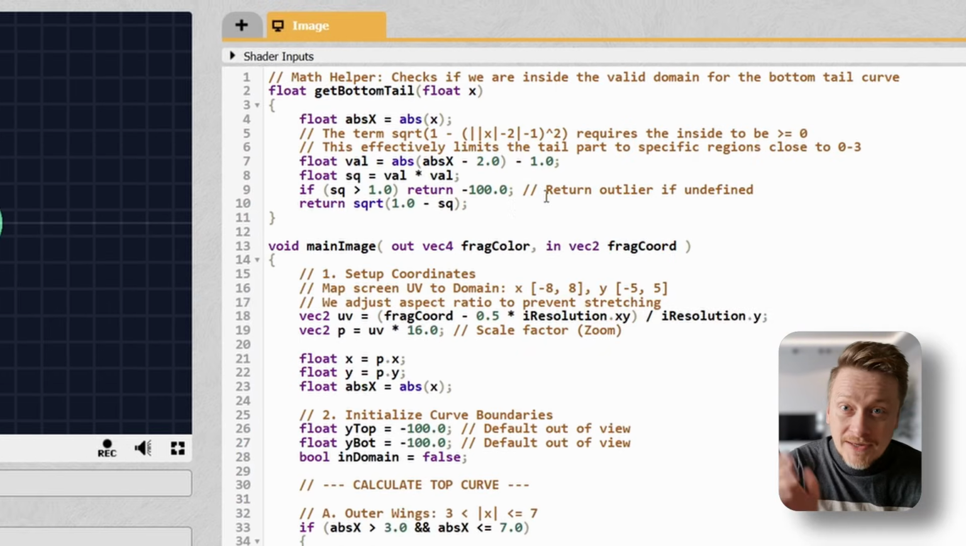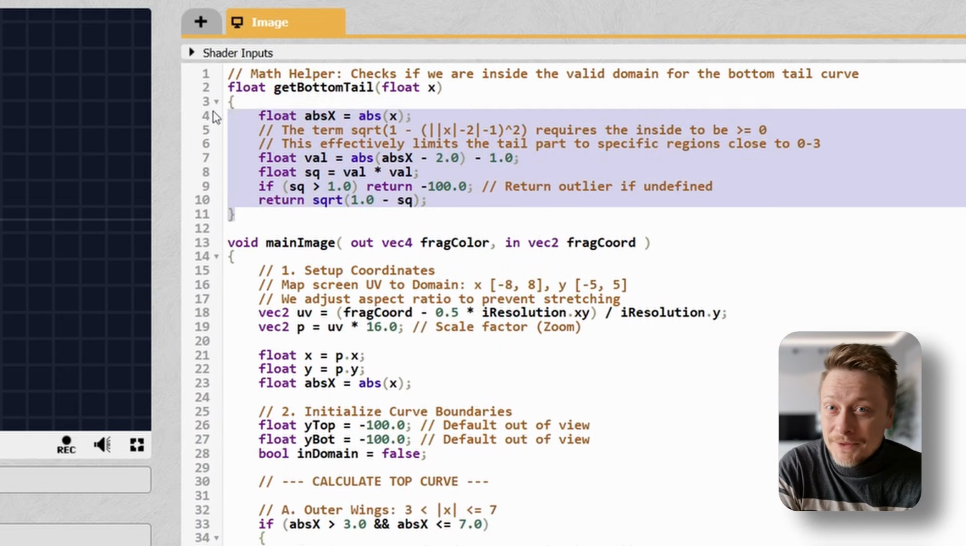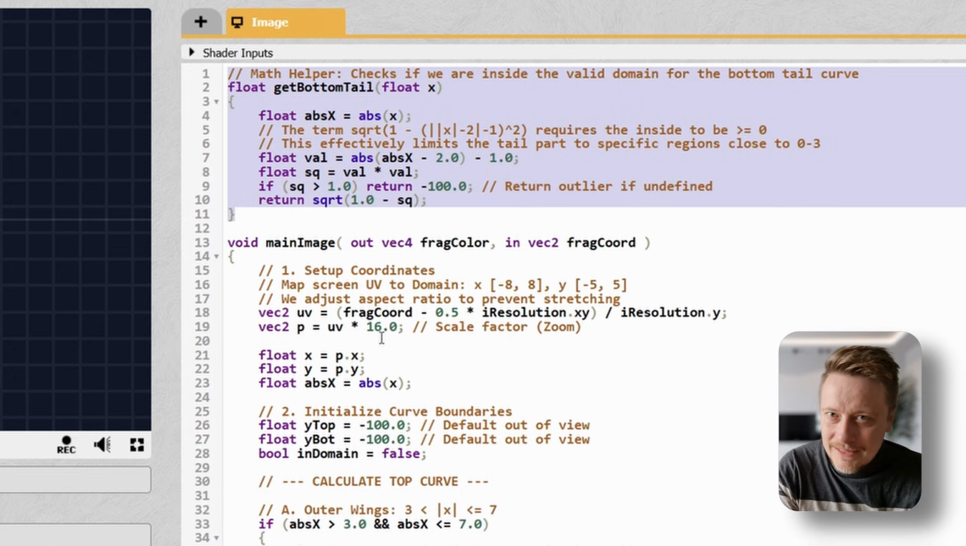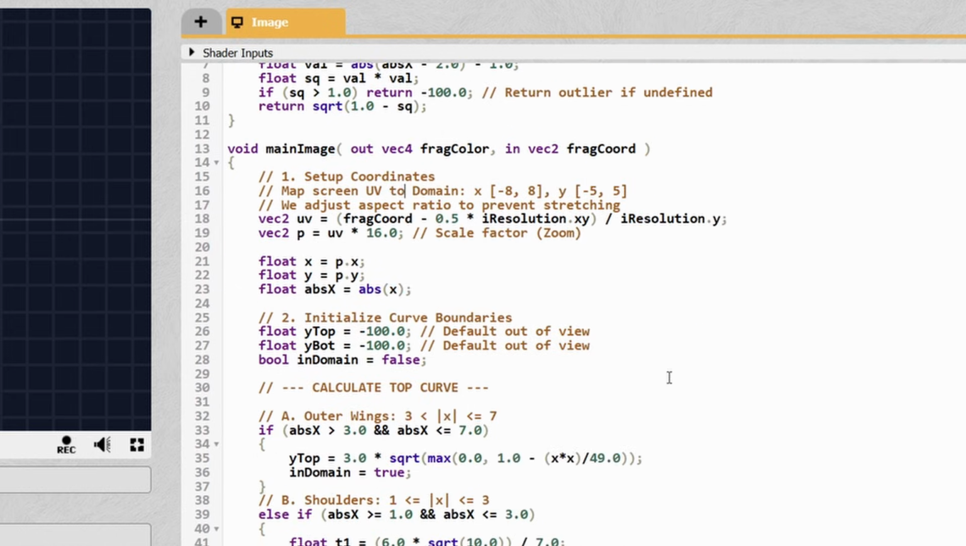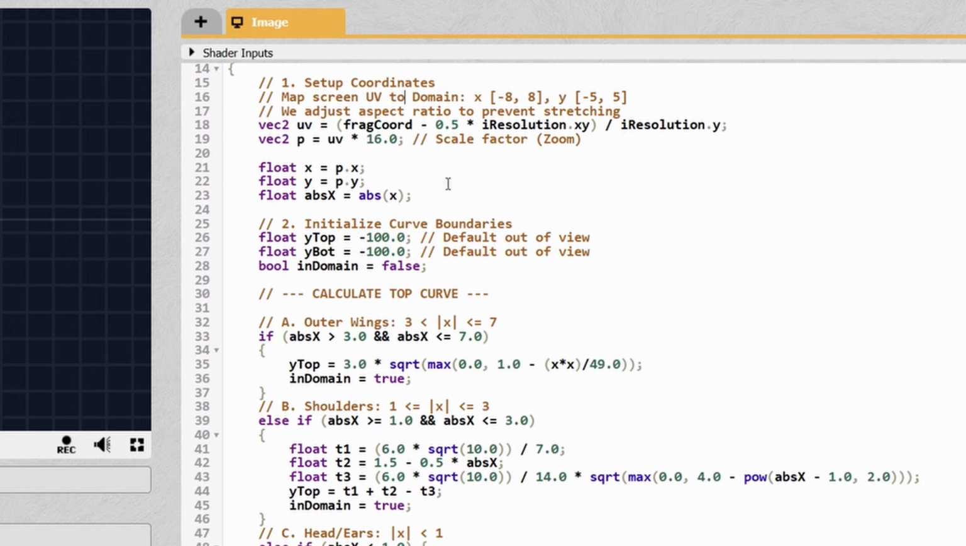To render the Batman symbol, we don't write one giant monster equation. We break it down into two main boundaries, a top and a bottom. And because the logo is perfectly symmetrical, we can cheat. We use absolute value. That means we only compute the right half. The left half mirrors. There's a helper function called getBottomTail. This handles that tiny inner curve near the bottom of the tail.